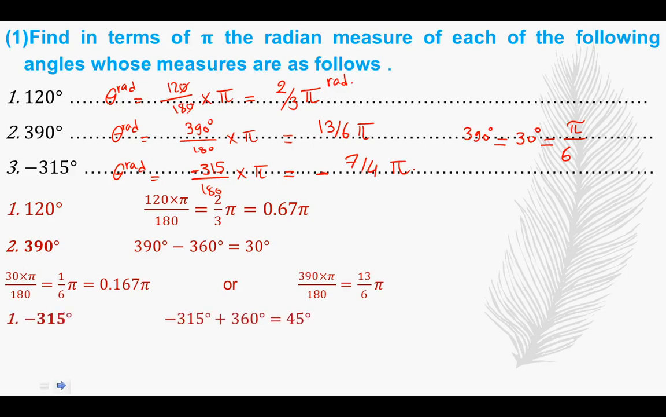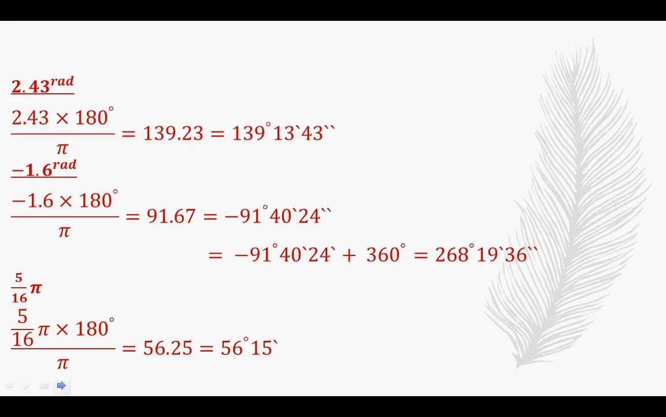The last one, negative 315. This is another way to change this angle from a negative measure to a positive measure, by adding 360, and the result will be 45. So the angle negative 315 is equivalent to an angle of measure 45, and 45 times pi over 180 equals 1 over 4 pi. Or you can solve it by negative 315 multiplied by pi over 180, and this equals negative 7 over 4 pi. Let's check it again: negative 315 over 180 equals negative 7 over 4 pi. Let's fix it together: this is negative 7 over 4 pi. Okay, let's go to another idea.